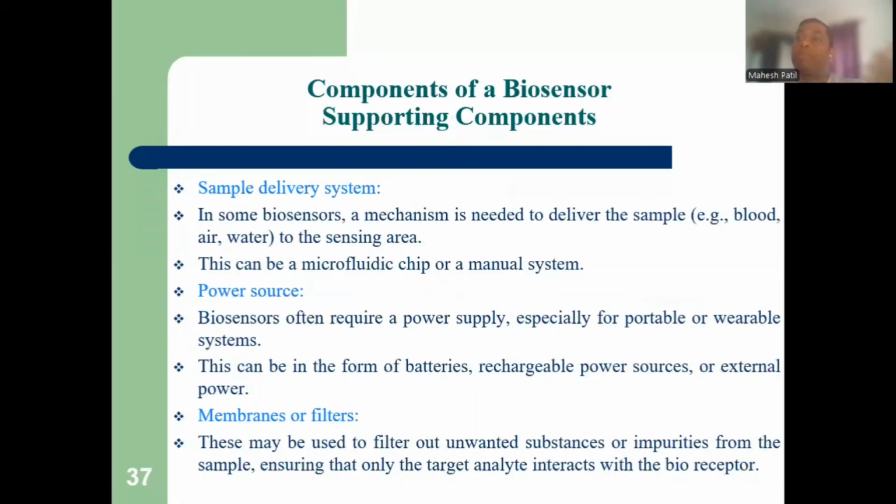So these are the major components of a biosensor. But for a few components, we use different mechanisms, so those come into categories. These are typical categories or applications of biosensors. They also need supporting components. The first supporting component mentioned here is the sample delivery system. In a few biosensors, we need some mechanism to deliver the sample from one place to another, such as blood, air, or water.